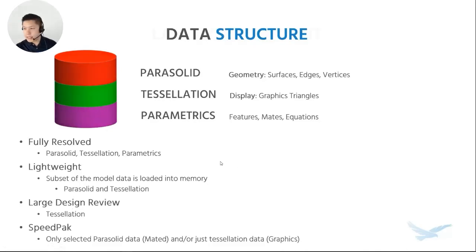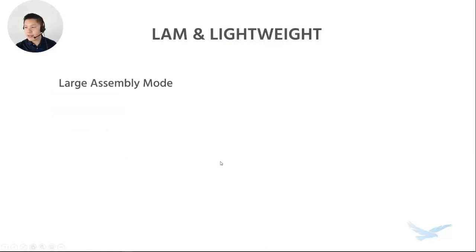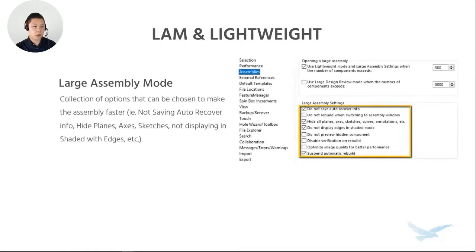Okay, so with that said, large assembly mode in lightweight. Large assembly mode is a collection of options that you can trigger when you have a certain number of components, along with certain settings. For example, you can have it choose not to save auto recovery info, hide your planes, axes, and sketches, and not display shaded edges, things that tax the system a little bit.